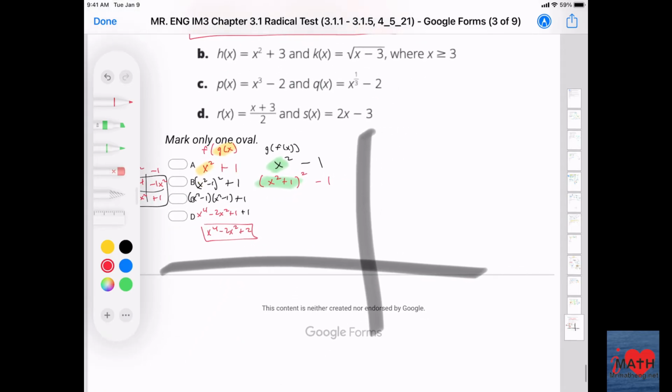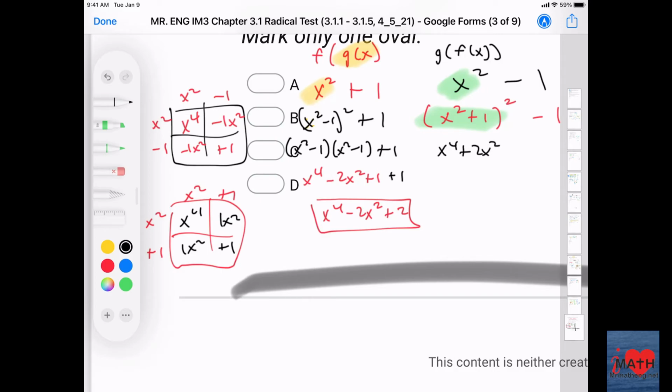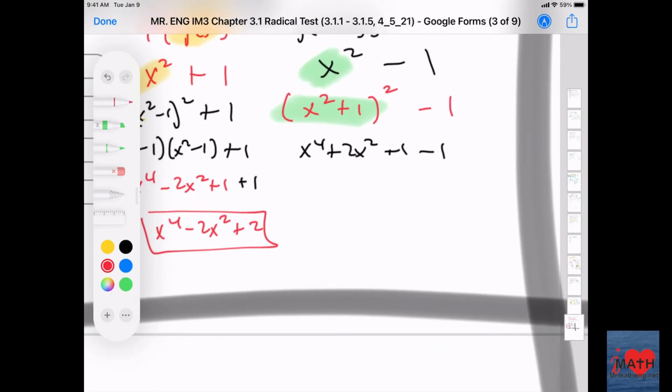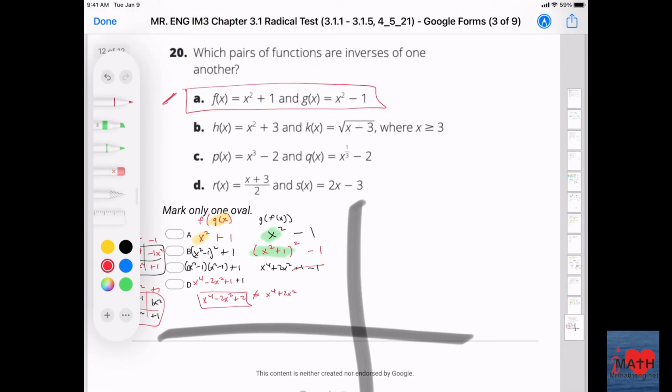So we have to do the same thing over here. We have 2 of those, so we're going to multiply and then combine like terms. X to the 4th, 1x squared plus 1. And that would give us x to the 4th plus 2x squared plus 1 minus 1, and then these would equal 0, so you're just left with x to the 4th plus 2x squared. And those are not equal, which means these are not inverses.